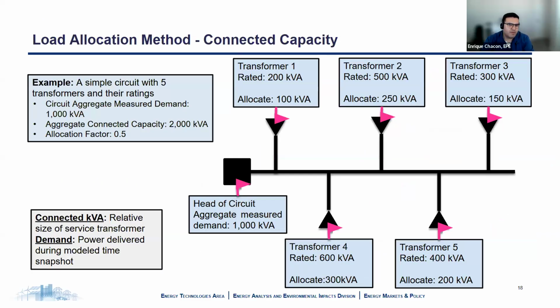So here we just have a couple of visuals. This one is connected capacity, and most of these have a prorate or a ratio percentage. In this instance, for the feeder, you have a connected capacity value of 2000 kVA, and we know that the aggregated demand as measured is 1,000, so that allocation factor is 50%. So for each spot load, if it's rated for 200, it'll be allocated half of that. And you see that across the various transformers here on the graphic. Next slide, please.